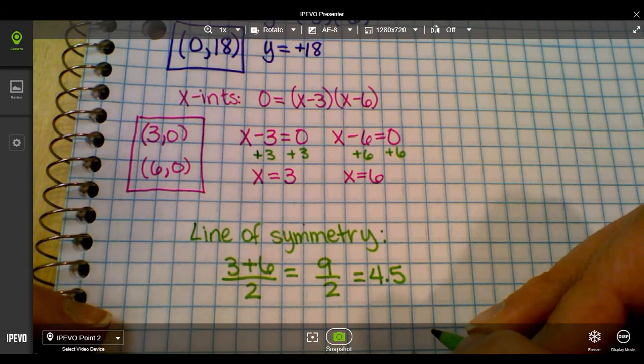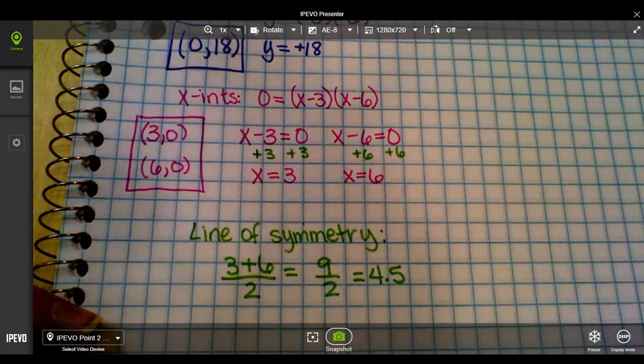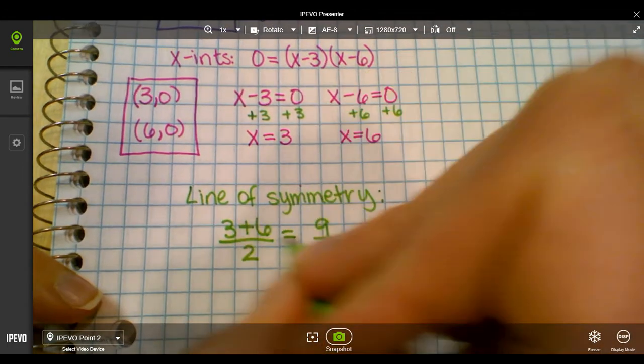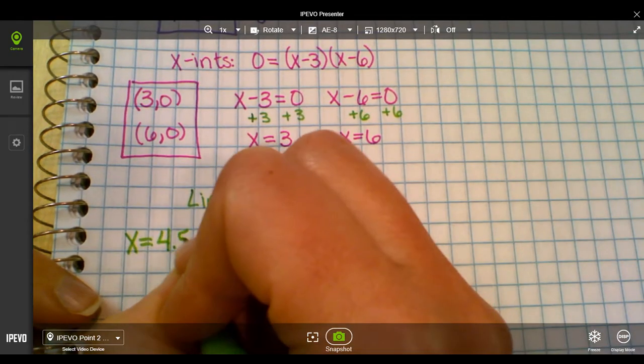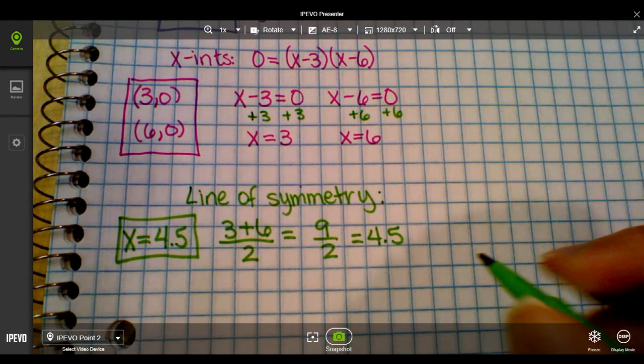So this one's not an exact number. That's okay. Your line of symmetry can be wherever it needs to be. But again, your line of symmetry is a vertical line that is cutting your parabola in half. So vertical lines always have the equation of x equals. So in this case, my line of symmetry is x equals 4.5.